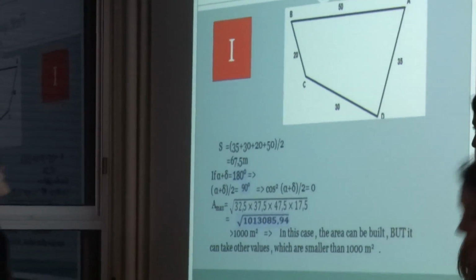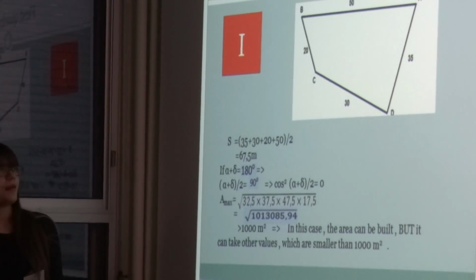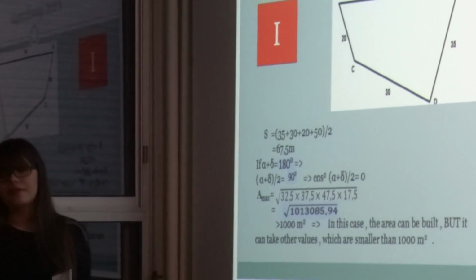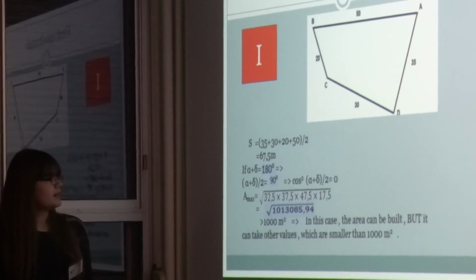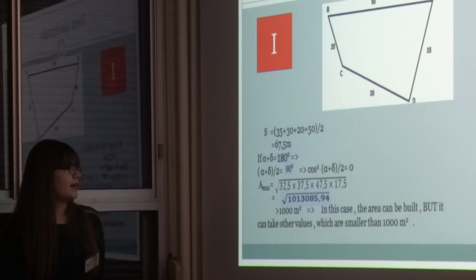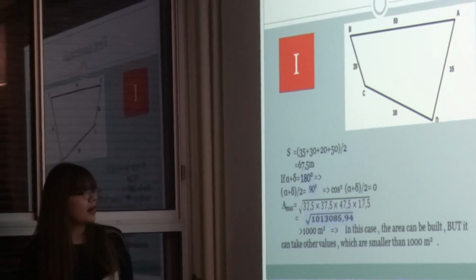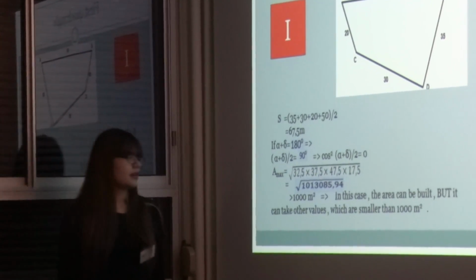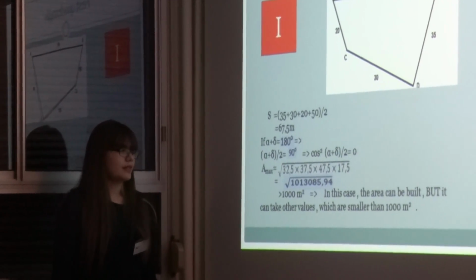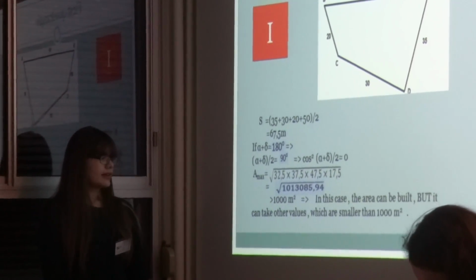We use the Bretschneider formula, and we found out that the semi-perimeter is 67.5 meters. If alpha plus gamma equals 180 degrees, the value of the cosine is 0. So the maximum area is bigger than 1,000 square meters. So in this case, the area can be built, but it can take other values which are smaller than 1,000 square meters.